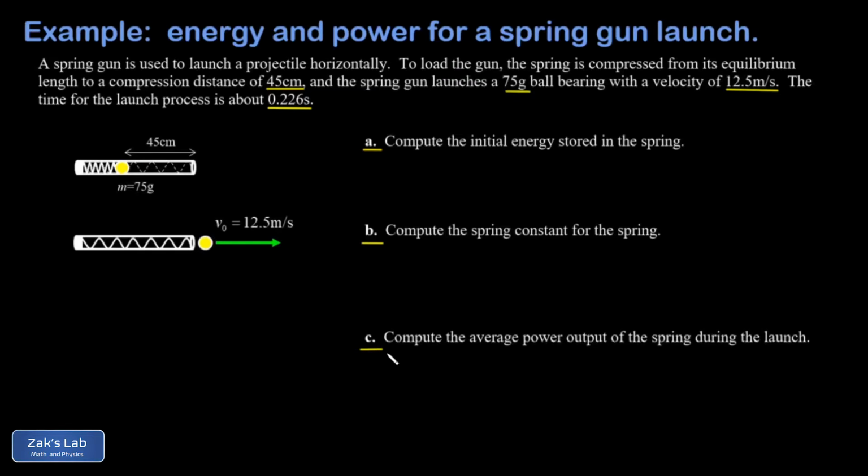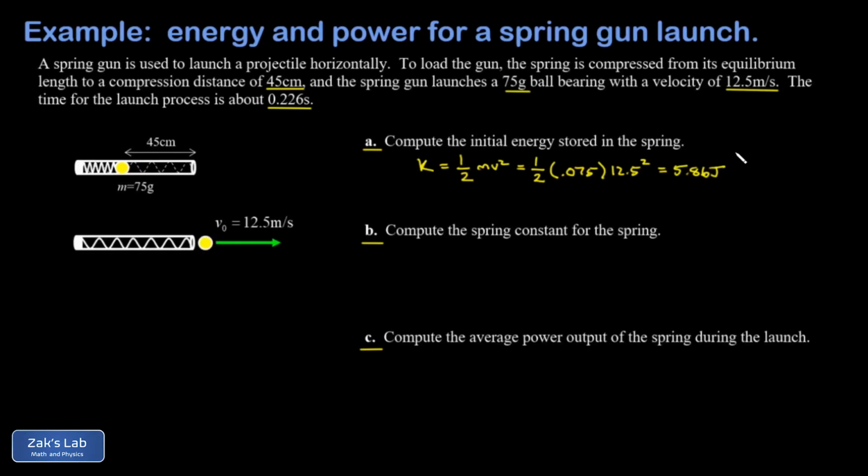So the basic concept behind part A, where we're looking for the energy stored in the spring, is that we can quickly get the kinetic energy in this ball when it leaves the gun. That's just 1/2 mv squared. We plug in the mass in kilograms, that's 0.075, and we have that launch velocity of 12.5. Make sure you square that. Into three significant digits, we get 5.86 joules of energy.